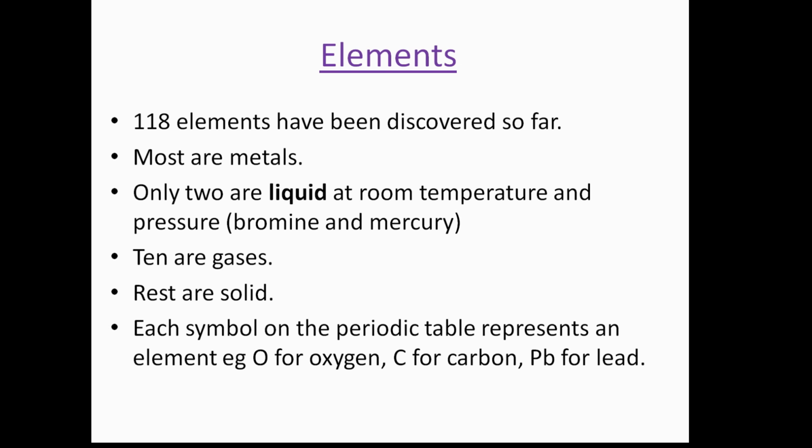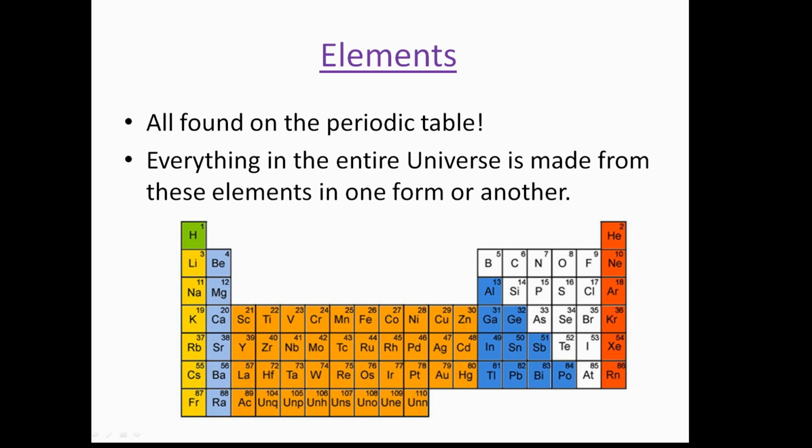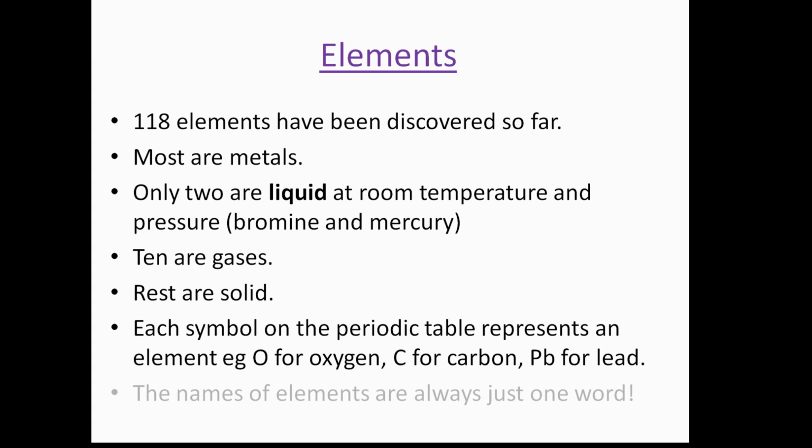Each symbol on the periodic table represents an element. For example, O is oxygen, C is for carbon, and Pb is for lead. So if we go back to the periodic table, here we can see all of these symbols represent a different element. So these are all our different elements. O for oxygen, C for carbon, Pb, where is it, down there, for lead. Okay, so all represented by symbols, and this is so scientists can communicate very easily with each other.